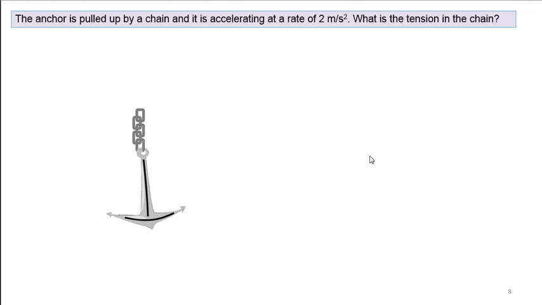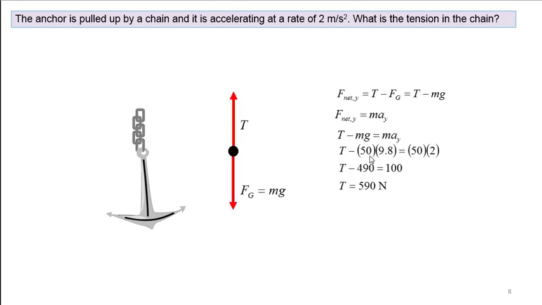So here's another example. Press pause and work through this one. Okay, the only difference in this case is that now when I go through, my acceleration is not 0 anymore. Now it's 2. That means that the tension in the chain is bigger. Why is the tension in the chain bigger? Because the chain has to pull up with more force in order to get that anchor to accelerate upwards. Okay? Let's do another one.